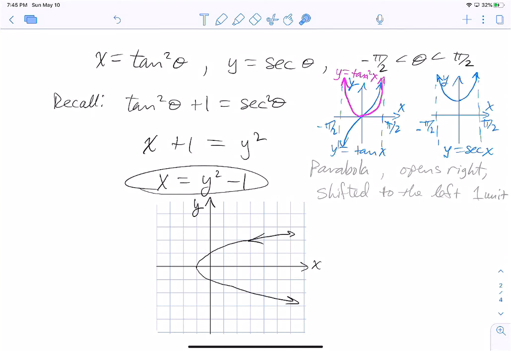And then when theta is 0, we bottom out on the tangent function, that value is 0. We bottom out on the secant function, that value is 1. And so we actually stop at the point 0, 1. And then as theta continues on toward pi over 2, the tangent squared of theta goes up to infinity, so does the secant of theta go to infinity.